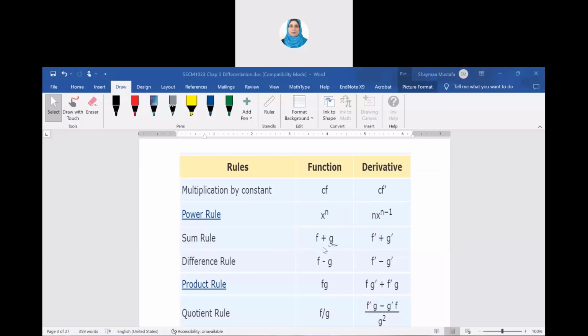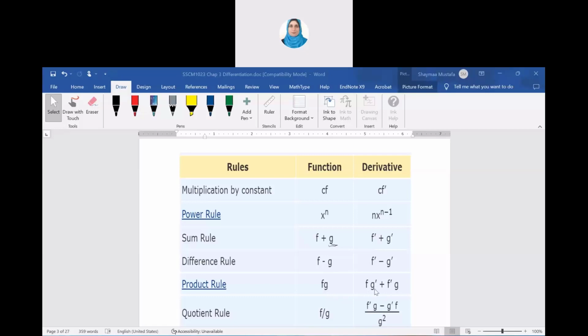If I need to add or subtract two functions, and I need to find the derivative for addition or subtraction, then you need to find the derivative for f plus the derivative for g. Same if you have subtraction of two functions, f minus g, then you need to find the derivative for f minus the derivative for g. But this is not the case if you multiply two functions. If you multiply two functions, then I cannot say the derivative for f multiplied by g is equal to the derivative for f multiplied by the derivative for g.